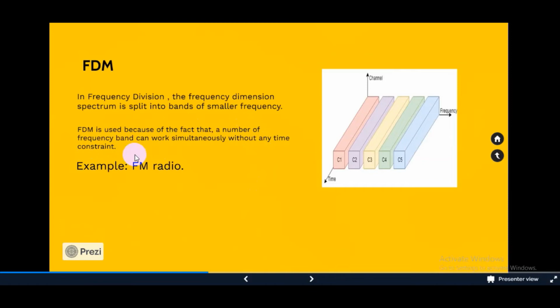You have 91.7 FM, you have 401.1, 401.0, 92.8 and whatnot. So basically the radio stations, without any time restrictions, are utilizing their particular frequency to the fullest. When the user or the receiver wants to receive the data, they are going to tune into that particular frequency and receive the data. So that was with regard to frequency division multiplexing.